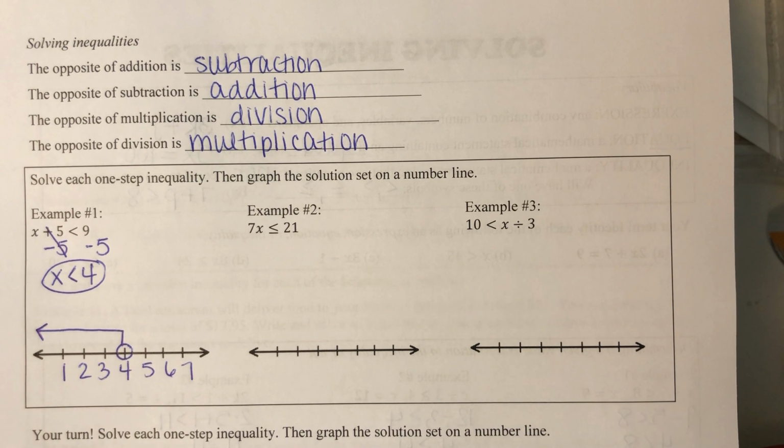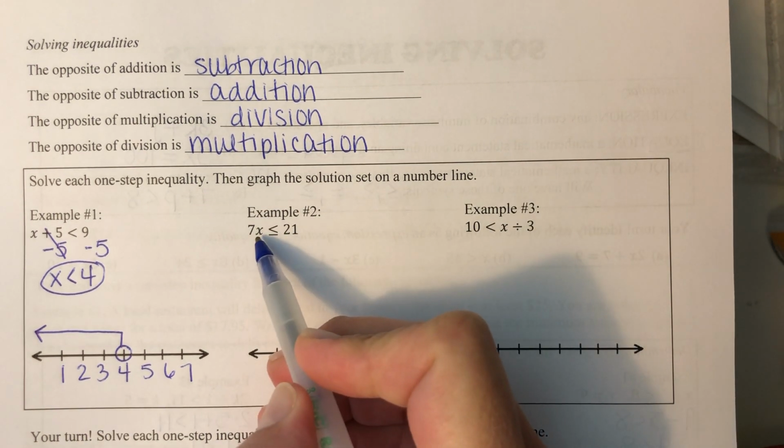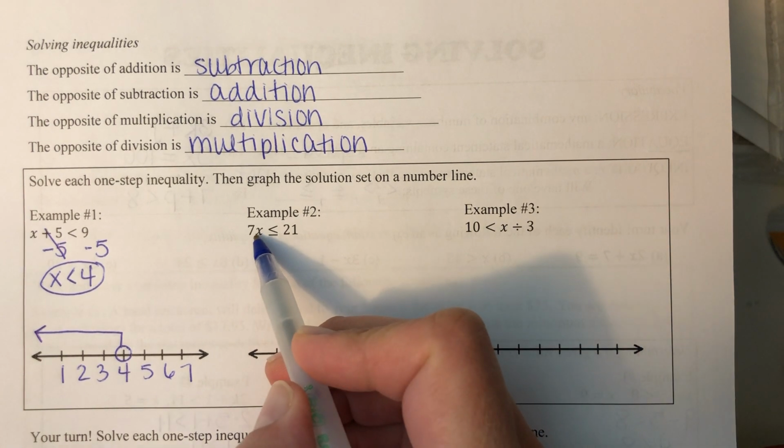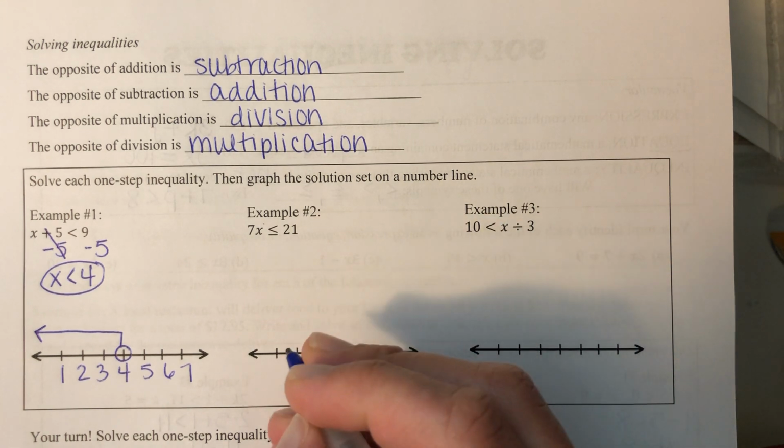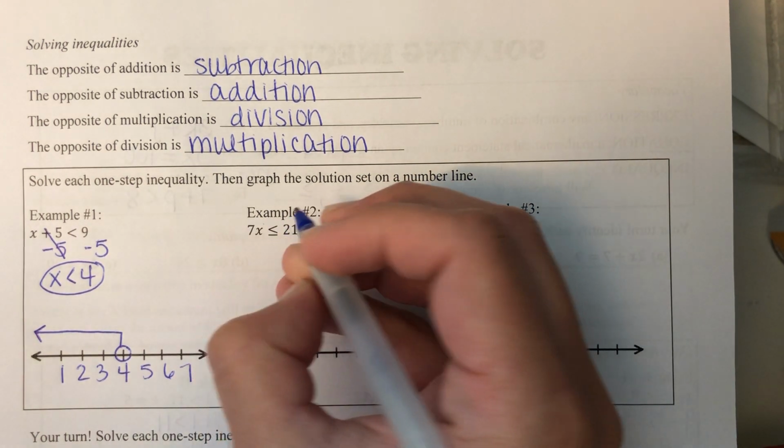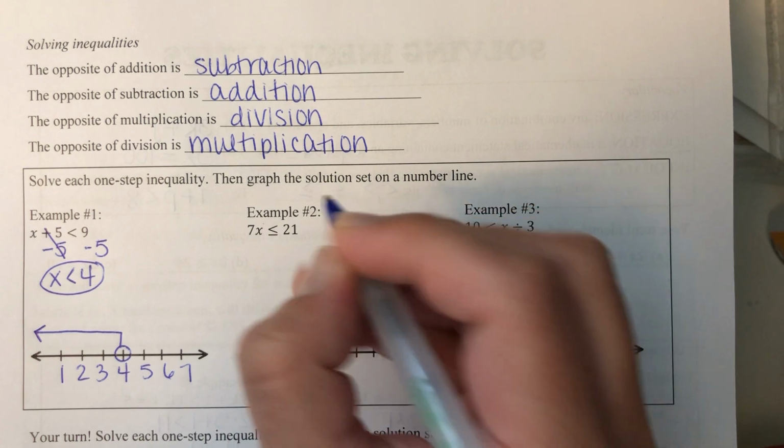All right, the next one, 7x = 21. This is tricky because I don't really see an operation. I don't see a plus sign, a minus sign, a times symbol, or division. If you don't see one and they're up against each other, it's multiplication. So the opposite is division. And we usually show division almost like a fraction.